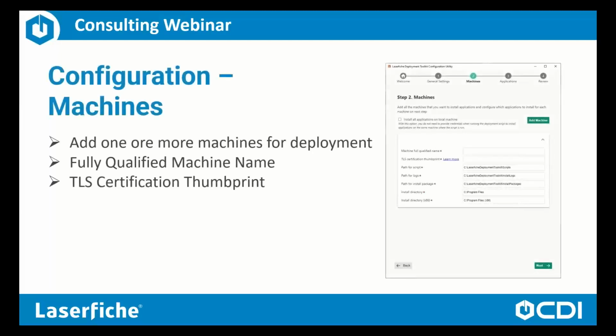Next, we are going to define the client machines that we are going to deploy to. We can add one or more machines for deployment, and we will need to specify the fully qualified machine name and the TLS certification thumbprint. Information on how to find this thumbprint is available in the configuration UI under the Learn More link.